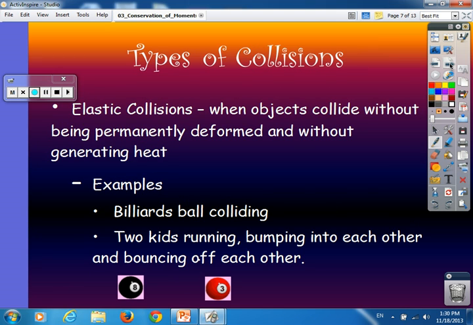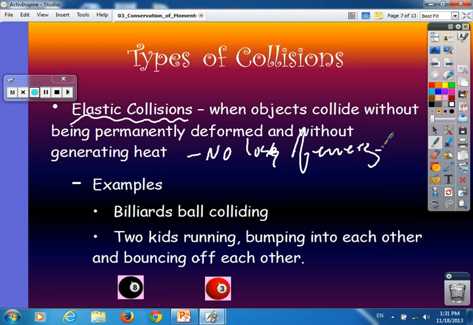Now, when we start talking about collisions, we're going to talk about two different kinds. The first one is called elastic. Elastic is when objects collide without being permanently deformed and without generating heat. You know, we'll put in here no loss of energy. And this way you have, on paper, a perfect transfer of energy from one to the other, or in this case, transfer of momentum.